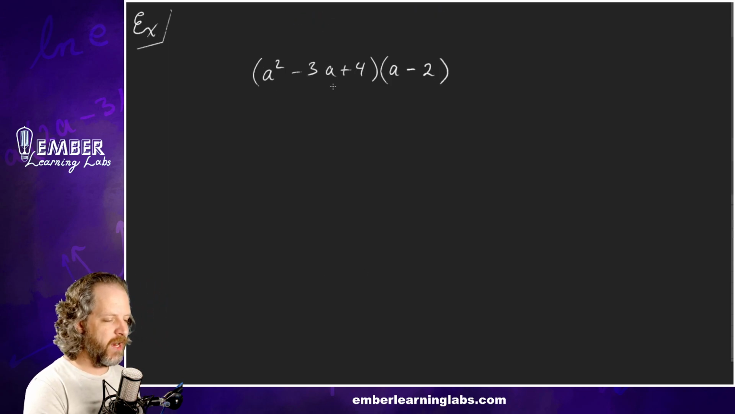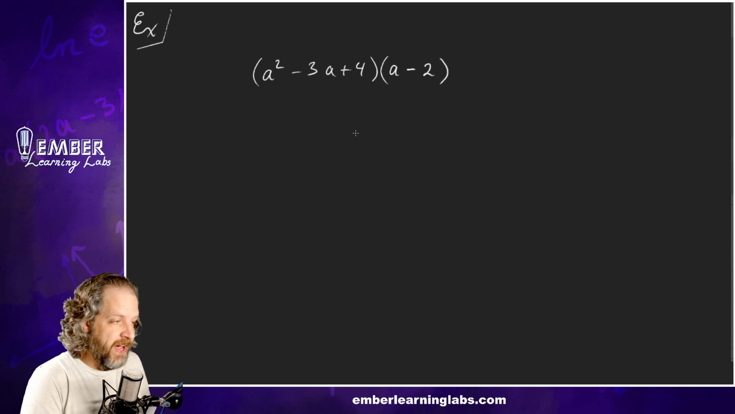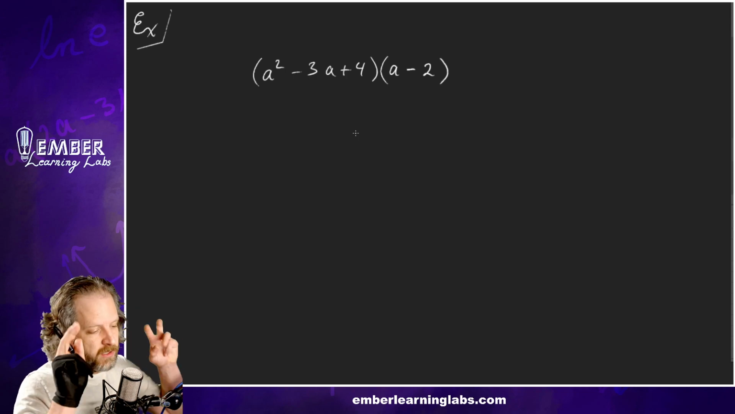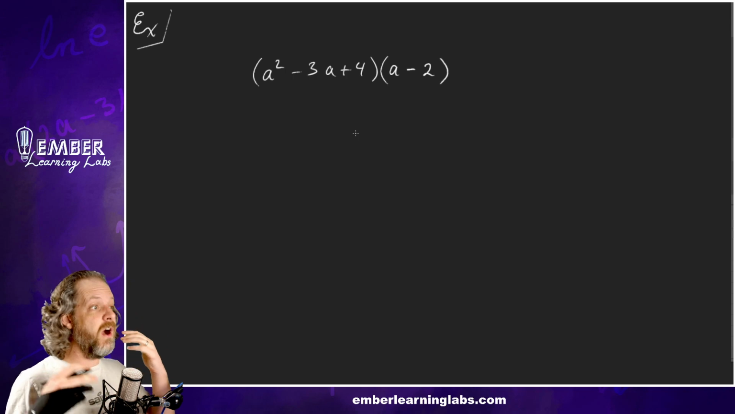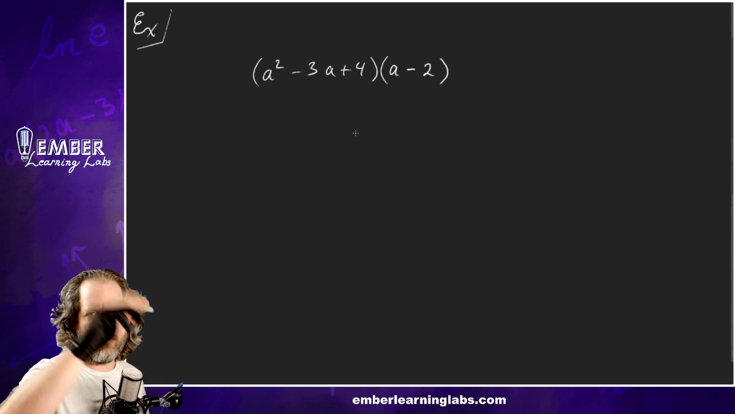We've got this trinomial multiplied times a binomial. Well, here's what we're going to do. We're going to do a big old fat distributive property. We're not going to FOIL, right? That's a shortcut, but we are going to distribute. We're going to do the bloop-a-doo, bloop-a-doo.